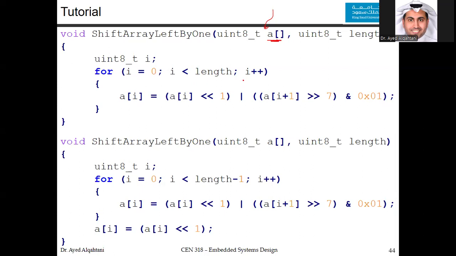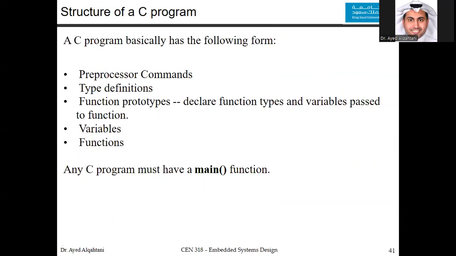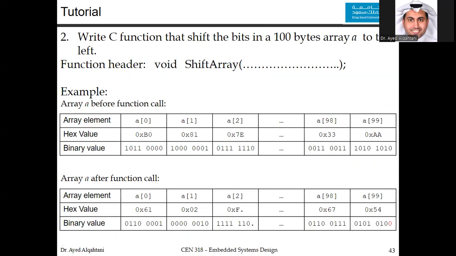And what you do is you have the current element, which is A of I, and then you shift it to the left by 1, because we want to shift the whole thing to the left. So for the first element, you shift it to the left by 1. Now, what you do, you will take the next element, because here, remember, we need to worry about the shift between the members.